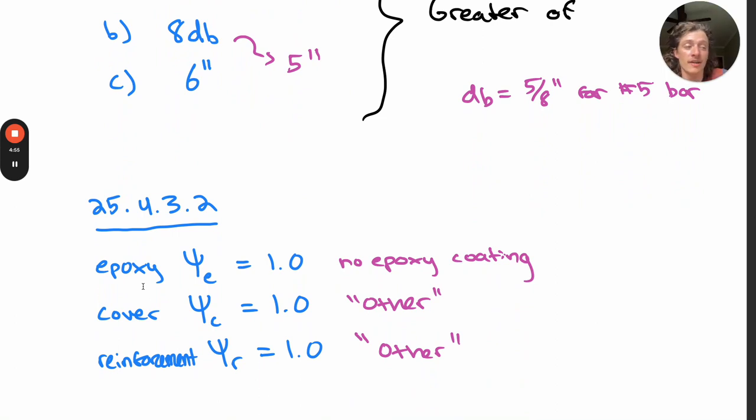So in Section 25.4.3.2, we can take a value of 1 for our epoxy factor because there is no epoxy coating. We take a value of 1 for the condition of other, and our cover factor because the hook extends out of the anchor and doesn't meet the greater than or equal to 2-inch cover on all sides requirement. And finally, we take a value of 1 for our reinforcement factor because there is no confining reinforcement around all of the embedded bar.